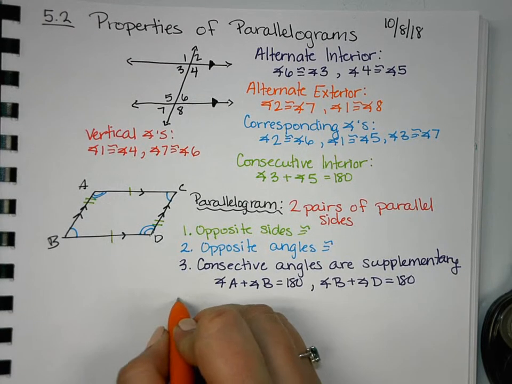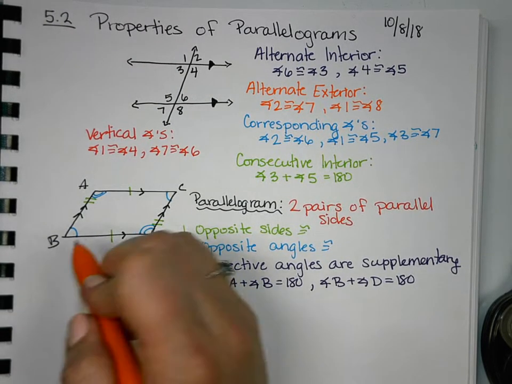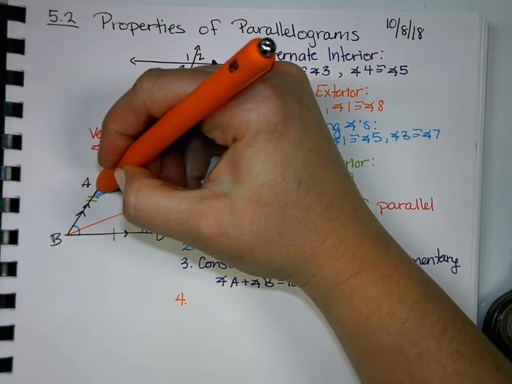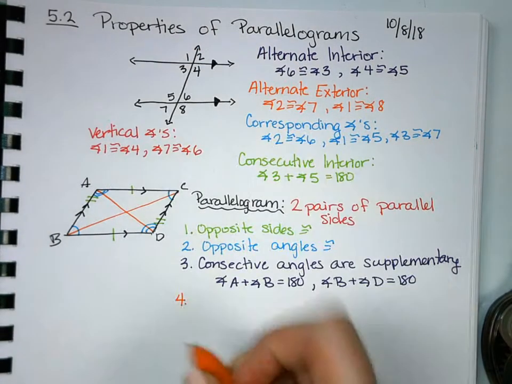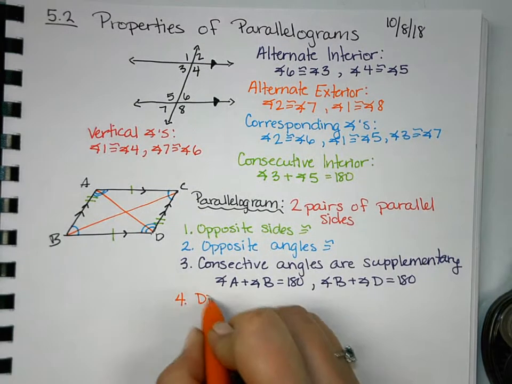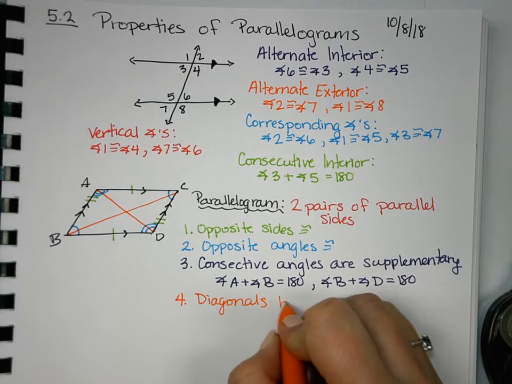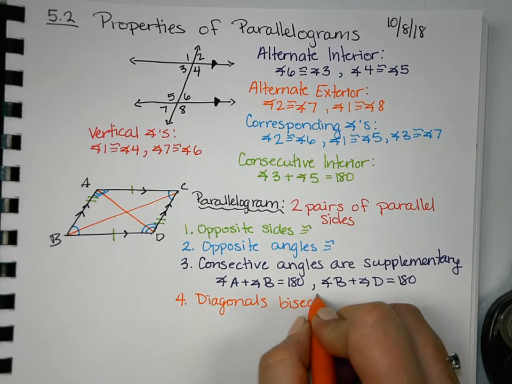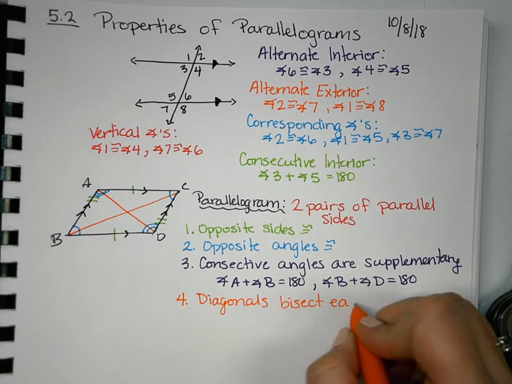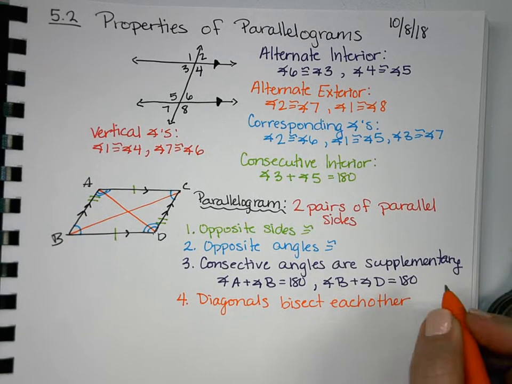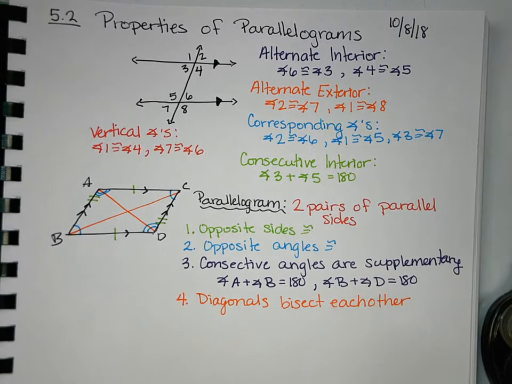Our fourth property has to do with the diagonals. So if I were to draw the diagonals, the diagonals bisect. So what does that word bisect mean? It means cross, but how? It cuts it in half.